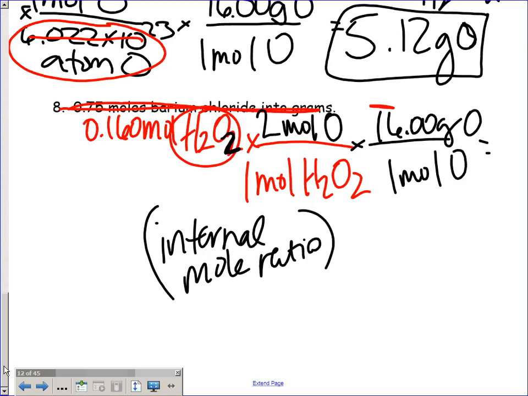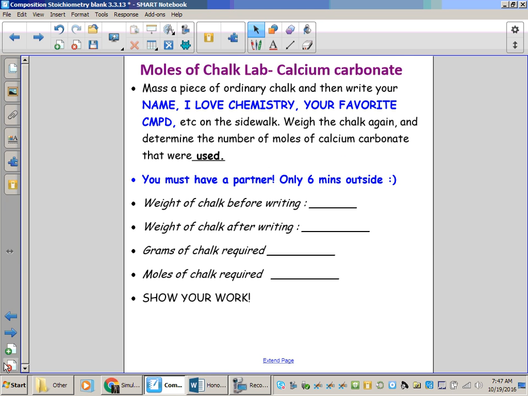Here's what I want to do now. We're going to go outside, and we're going to do a moles of chalk activity. I have to tell you what chalk is made of. We're going to draw our names, I love chemistry, write chemical formulas, draw chemistry pictures, keep it PG-13, and we're going to then figure out the moles of chalk that we utilized.